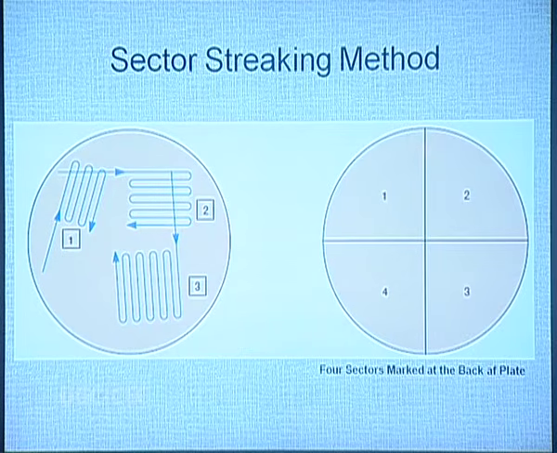Once you are done with the first quadrant, you are taking out your loop. You are using the inoculum from the first to the second. Again you take out your loop from second to the third. But in the continuous, you were not taking out your loop. You continuously did the streaking on whole of the plate.